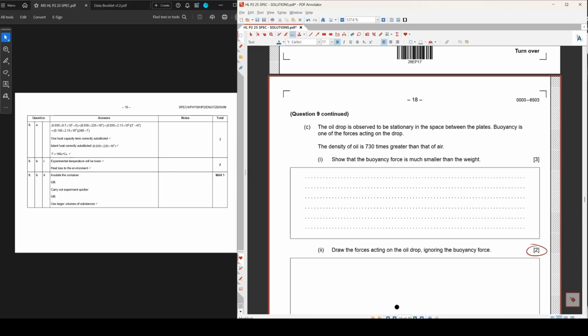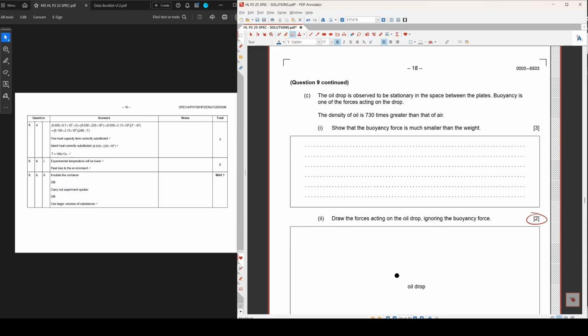Okay. The oil drop is observed to be stationary in the space between the plates. Buoyancy is one of the forces acting on the drop. The density of oil compared to the density of air is given to us. Show that the buoyancy force is much smaller than the weight. They're going to try to convince us that we don't need to worry about buoyancy force. The whole buoyancy thing here is surprisingly complex, what they're going to get into with this problem.